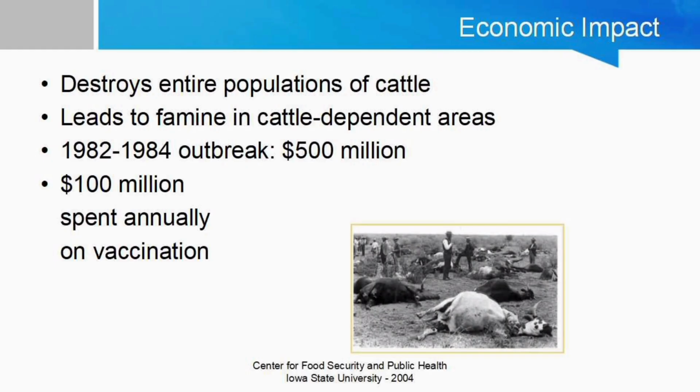Outbreaks of Rinderpest virus can have devastating economic effects. Rinderpest is highly contagious and can destroy entire populations of cattle and buffalo. Outbreaks can lead to famine in areas where the people are dependent on the cattle for meat, milk, and draft power. An epidemic in sub-Saharan Africa in the 1980s wiped out most of the cattle. A 1982 and 1984 outbreak in Africa caused an estimated $500 million loss as a result of the livestock losses and control measures. It is estimated that $100 million is spent annually worldwide for vaccination.